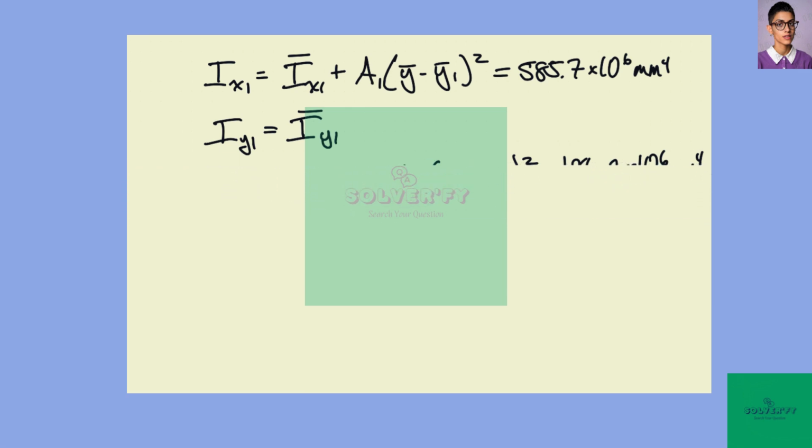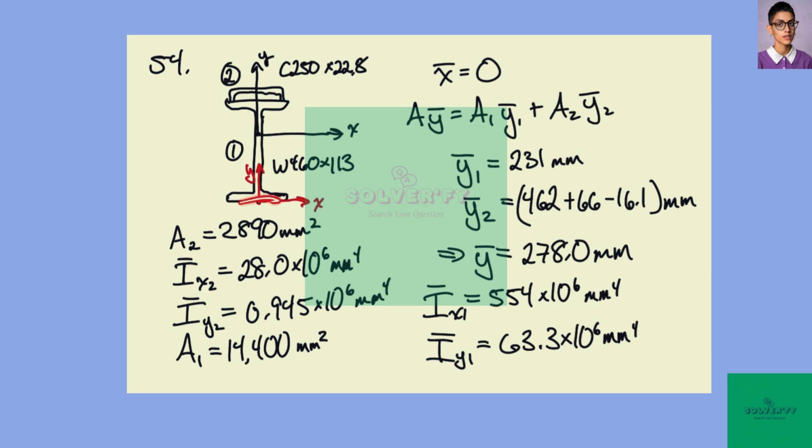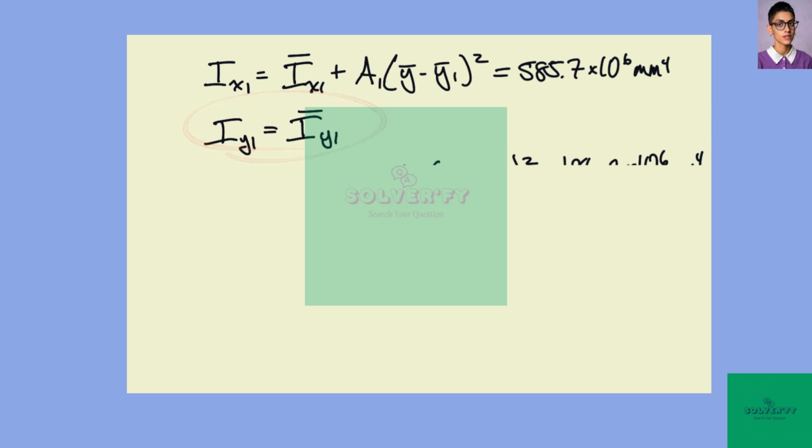Now we know that the area moment of this about the y-axis here, because the centroid of this section is on the same axis as the centroid of the total section, we just get that I_y1 equals I bar y1.